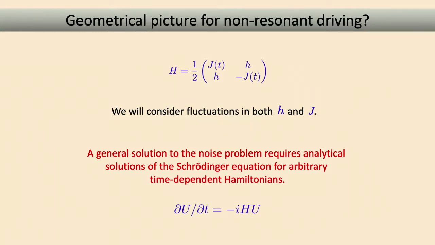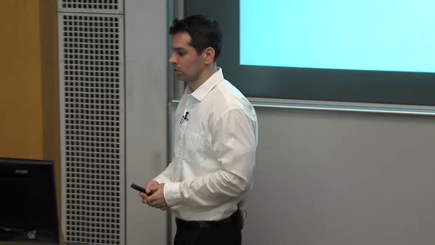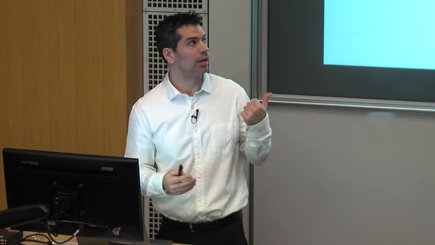So this problem is qualitatively more difficult than the one I just talked about because I can no longer do perturbation theory in this problem. And the reason I can't do perturbation theory is because I can't even solve the zeroth order problem. Even without noise, I can't find the evolution operator for this Hamiltonian.